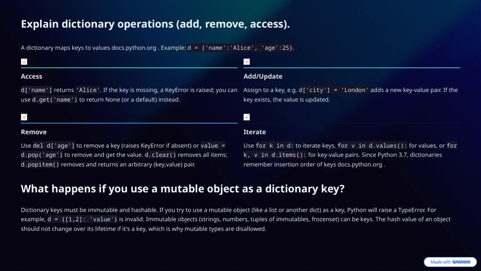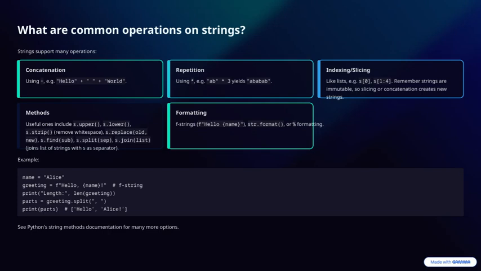In this slide, we're looking at some of the common string operations in Python that can really make your coding more efficient and flexible. First, there's the documentation for Python's string methods. It's a great resource to explore for more options beyond what we cover here. Now, let's consider an example. We define a variable called name with the value Alice, and then we create a greeting using an f-string, which is a very handy way to embed variables directly into strings.